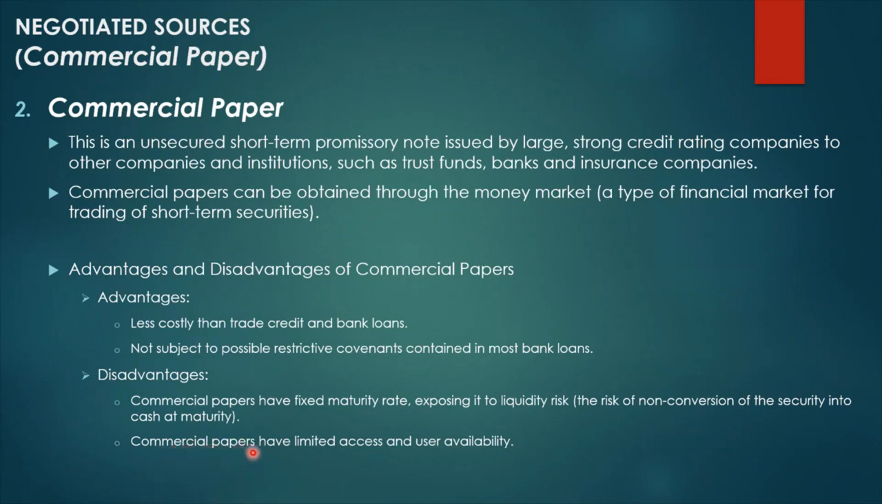And lastly, commercial papers have limited access and user availability. Bakit? Kasi kukonti lang mga companies na confident or may strong credit ratings para mag-issue ng commercial papers. And itong commercial papers na to, ini-issue lang yan ng mga companies kapag kailangan nila ng financing. And considering the fact that strong credit companies are usually the companies na maraming funds, bakit sila mag-i-issue ng commercial paper? So, bibihira lang magkaroon ng issuance ng commercial papers into the market. Kaya, limited access and user availability is a disadvantage of commercial paper.